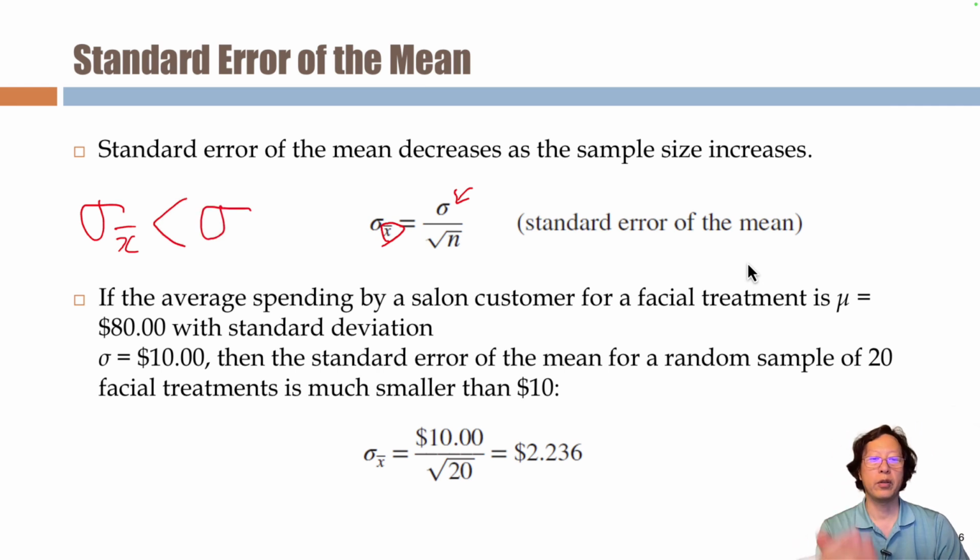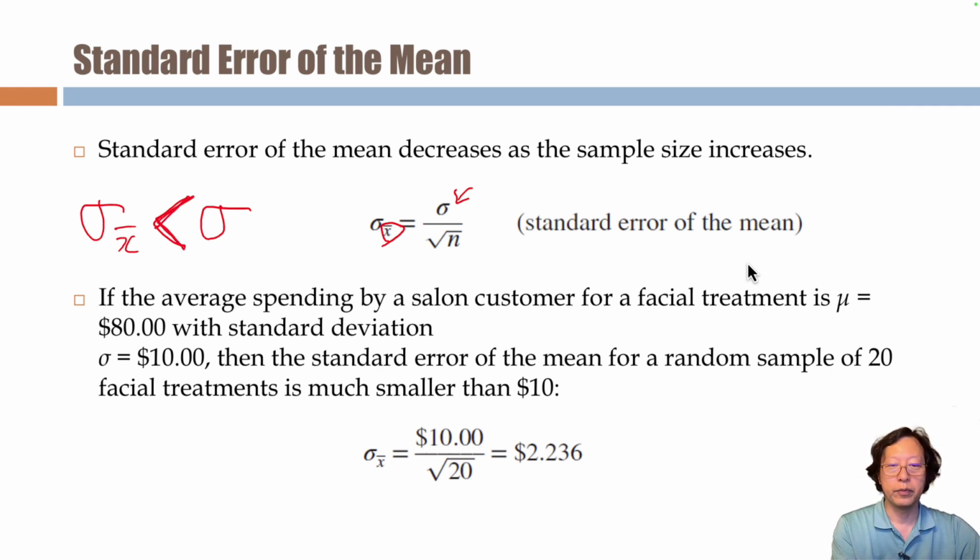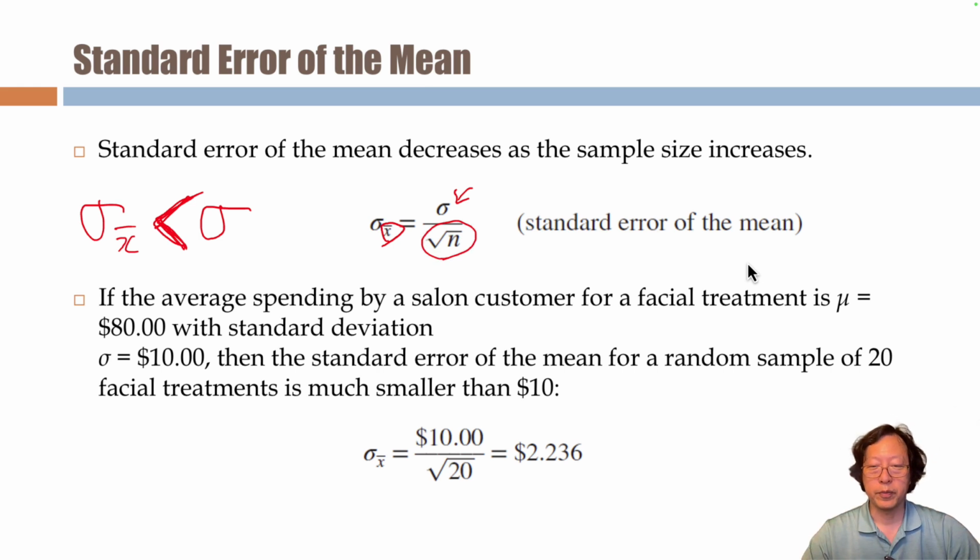Why is this happening? Because when you add up numbers, the bigger number and smaller number add up and cancel out each other. So whenever you add up, the result will have a smaller variance. That's why usually the standard error of the mean is smaller than the population standard deviation. But how much smaller is affected by the sample size.